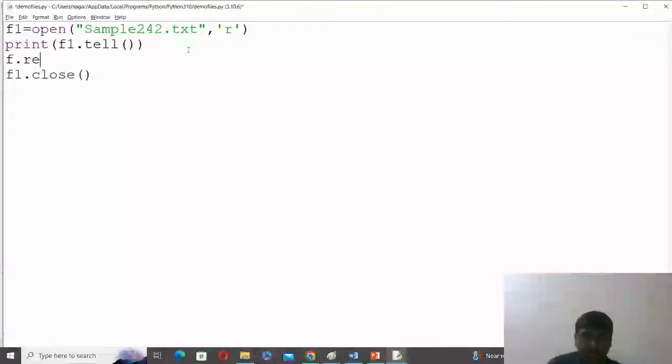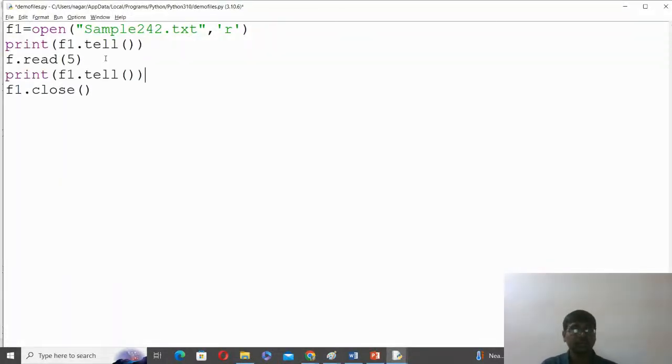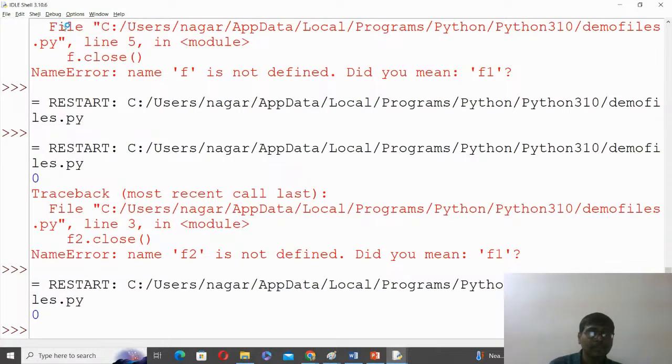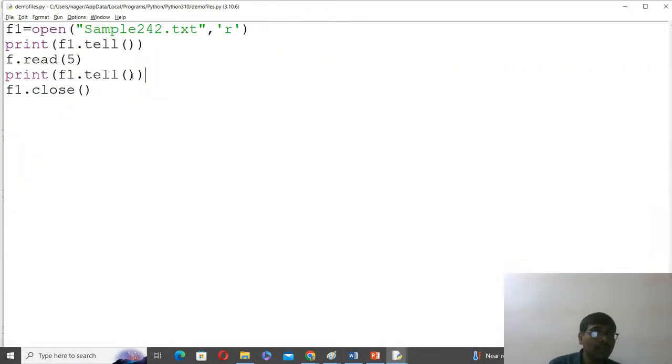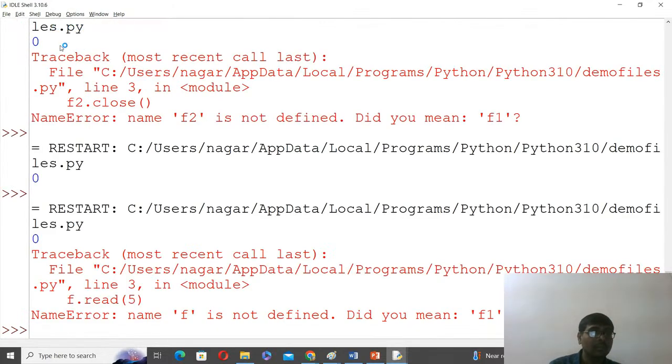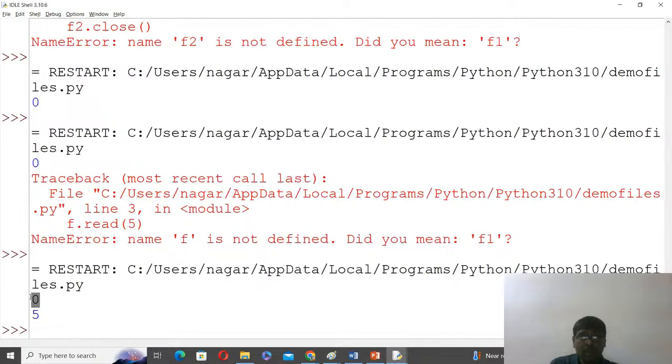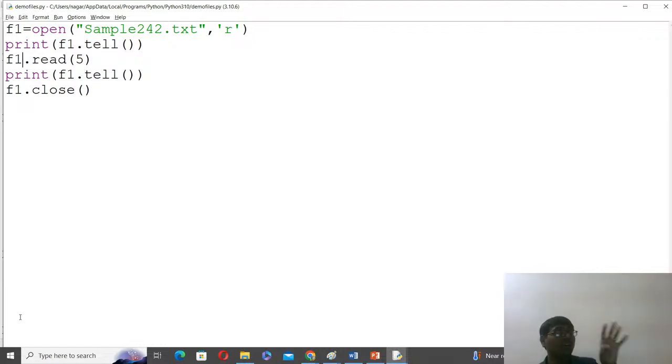Now here I am doing a read operation, for example, reading 5 characters, and then print f1.tell. See, initially the position is 0. After reading 5 characters, that is 0, 1, 2, 3, 4, the 5 characters are completed. Now the cursor is at the 5th position. Now you got it: tell returns the current position of the cursor. Clear?